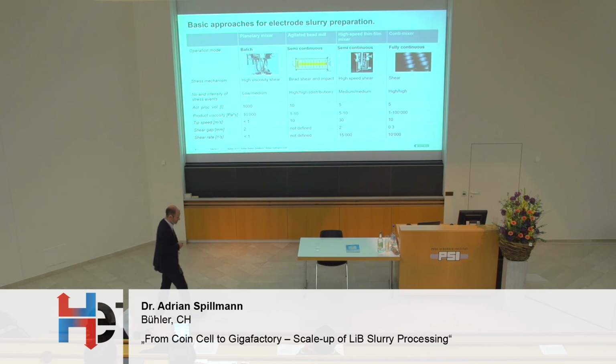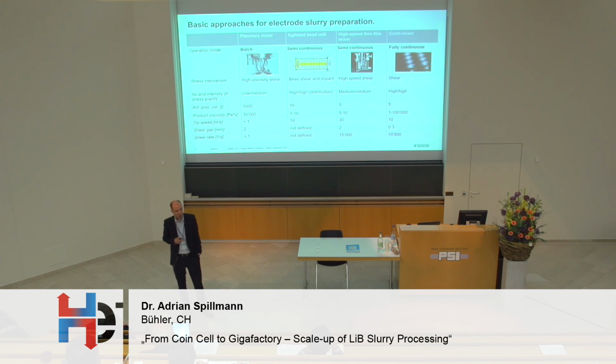So the main difference between these two approaches is basically that the dispersion of the solids takes place at high viscosity and relatively low shear rates for the high solid content kneading process. And for the high-speed shearing process, you have relatively high shear rates and low viscosity. So these are the main differences between these two approaches.